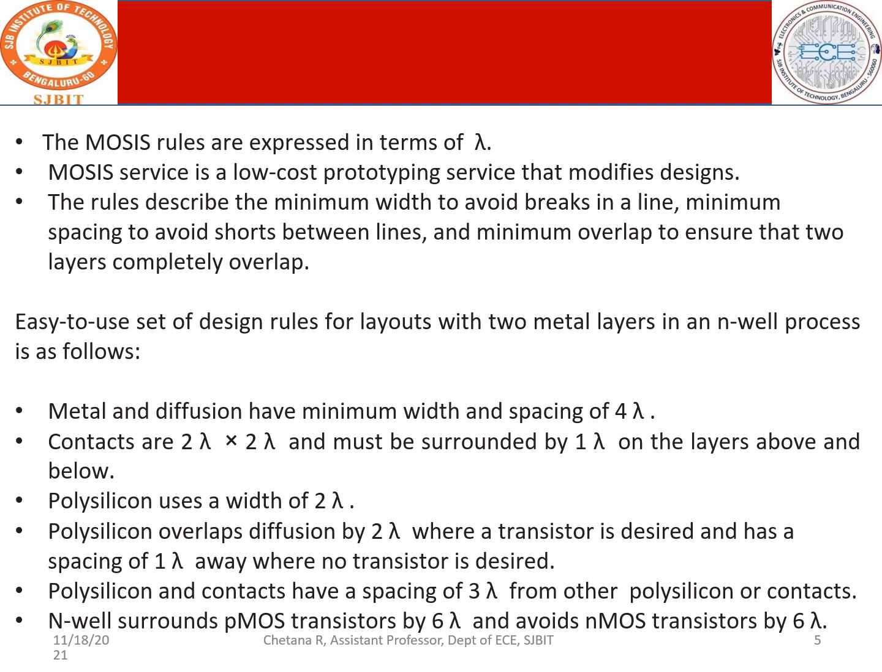The polysilicon thickness is also 2 lambda. Whenever you have polysilicon overlapping the diffusion, a transistor is formed. Where no transistor is desired, the spacing should be 1 lambda. In case you have another transistor, you should give a spacing of 1 lambda. Polysilicon and contacts have a spacing of 3 lambda. The distance between polysilicon and contact should be 3 lambda from other polysilicon or contacts. N-well surrounds PMOS transistors by 6 lambda and avoids NMOS transistors by 6 lambda. In the next diagram you will understand much better what I am talking about.